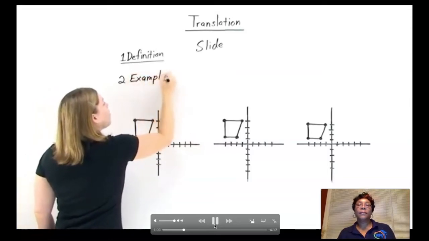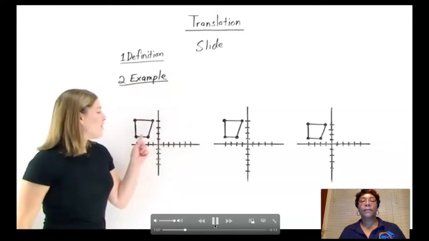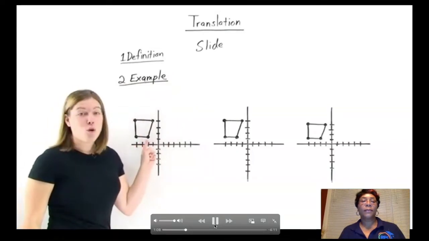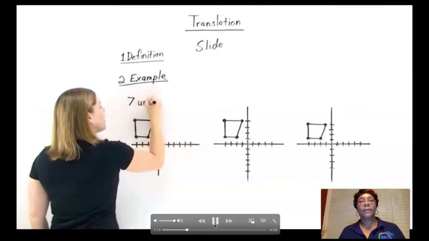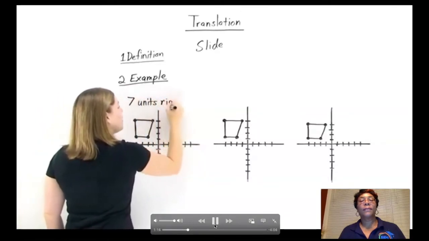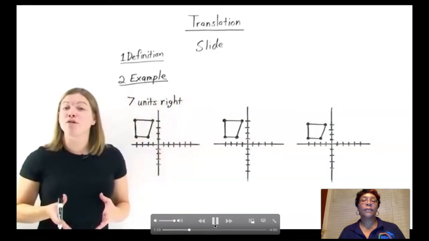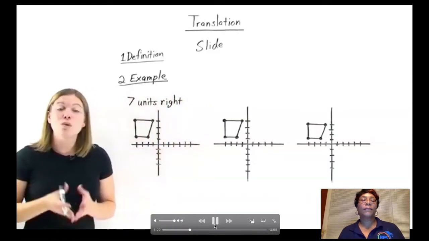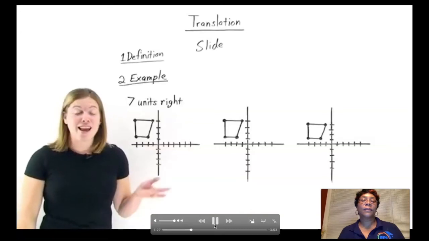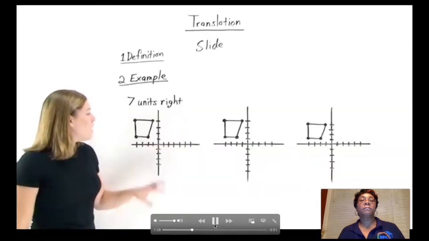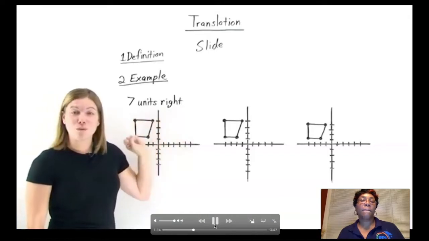Let's start by taking a figure and translating it to the right. So let's take this figure and translate it, or slide it, 7 units to the right. Now remember, a translation is a transformation that moves each point in a figure to a new location. And we want to move each point the same distance and in the same direction. So here we want to take this entire figure and slide it 7 units to the right.